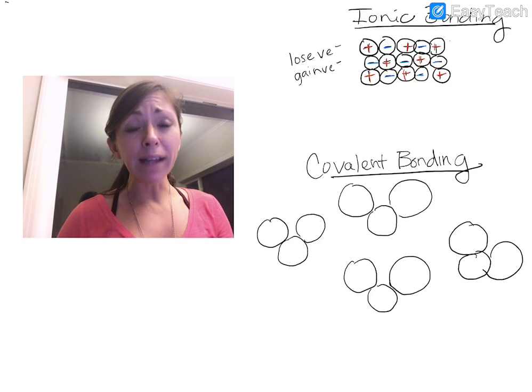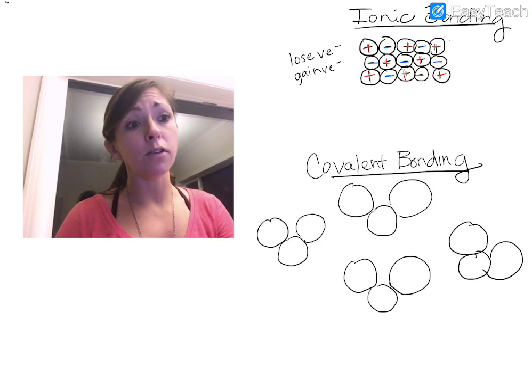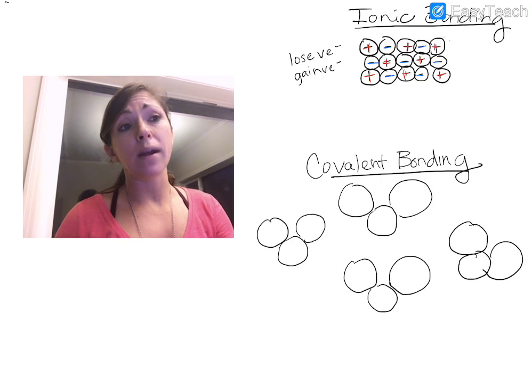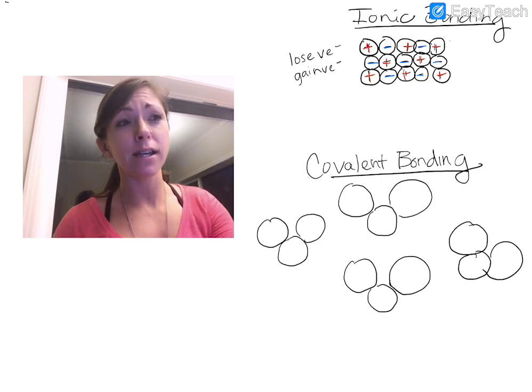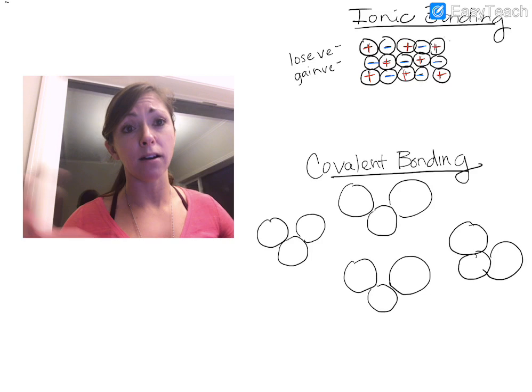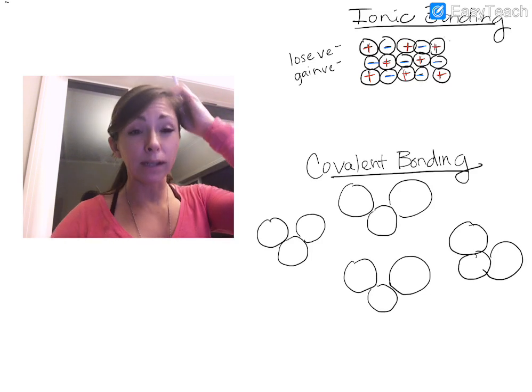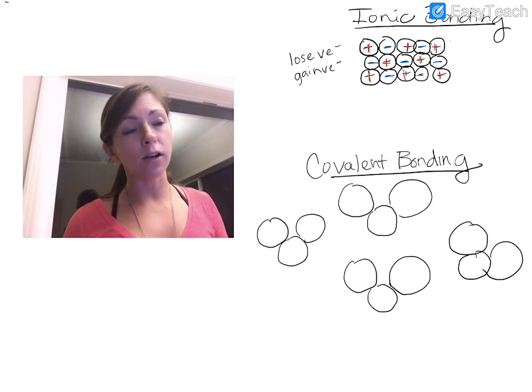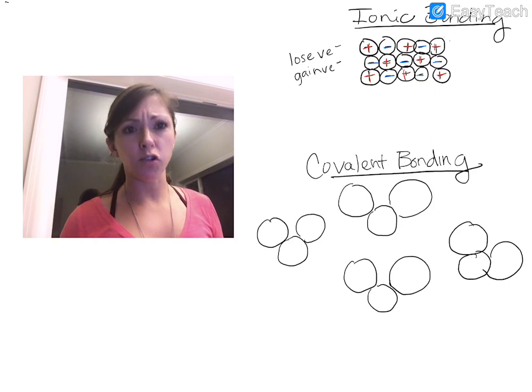Now, covalent bonding is different. In covalent bonding, you notice how there's no charges right here, okay? So these are known as molecules. This right here is known as a lattice structure made out of ions. I'm going a little bit more than y'all need to know for this particular chapter, but it's really going to help make sure y'all keep these straight in the future.